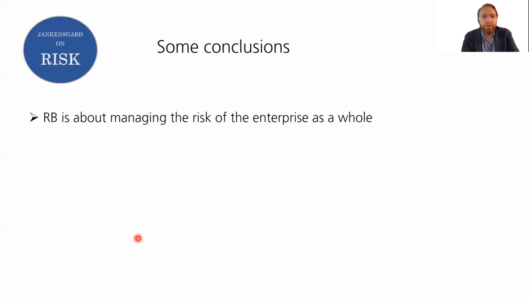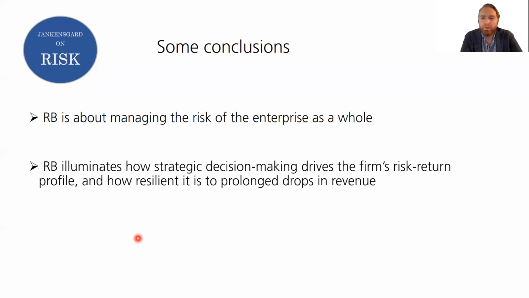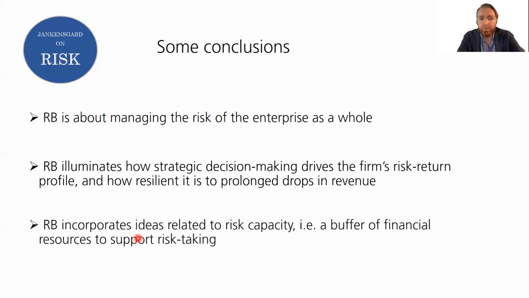All right, so summing up, risk budgeting is about managing the risk of the enterprise as a whole, as opposed to these more narrow silo takes on risk management. A key point is to use it to illustrate how strategic decision-making drives the risk profile of the firm. And we want to learn how robust or resilient we are to shocks in revenue, these revenue shortfalls that occasionally happen. How well are we going to deal with that? Do we have the financial resources to cope? So we systematically incorporate ideas related to risk capacity, which is the idea of a buffer that supports risk-taking by absorbing losses and cash flow shortfalls. So that would be risk budgeting.